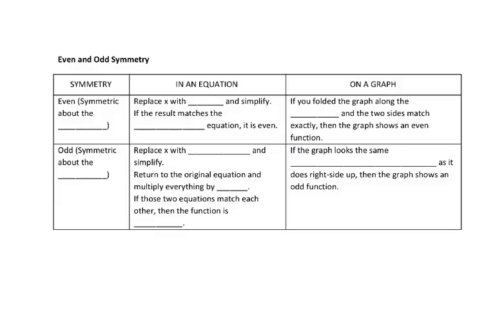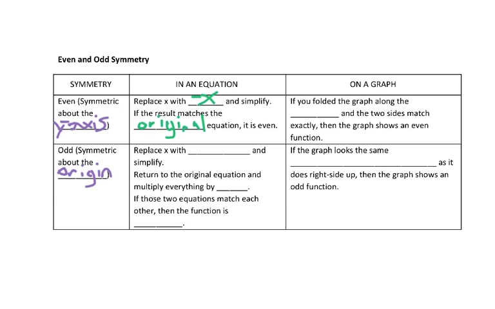Even and odd symmetry. Even symmetry, the official definition, is that it is symmetric about the y-axis. And odd symmetry, the official definition, is that it is symmetric about the origin. In an equation, when we're finding even symmetry, you replace x with negative x and simplify. And if the result matches the original equation, it's even.